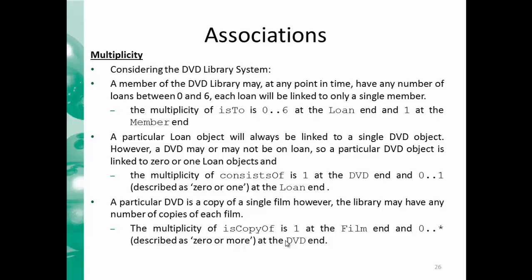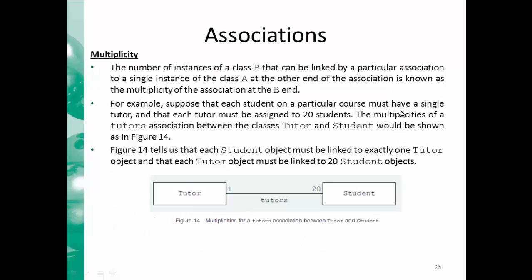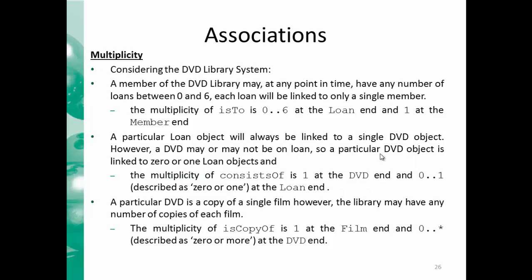And there's more than one format to express multiplicity. We can use an exact number, like for example 1, as we have seen in the previous slide, meaning 1 tutor, or exact number 20. We can use a range of numbers, meaning I can create from 0 to 6 objects, or from 0 to 1. And we have also a very commonly used multiplicity, from 0 and open to any number.